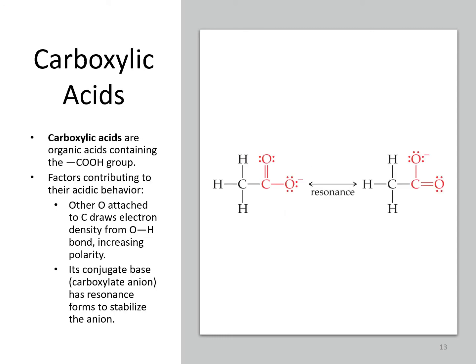Carboxylic acids are organic acids containing the COOH group. These acids are very common in nature. The hydrogen on the carboxylic acid is ionizable or acidic. The second oxygen will stabilize this system because the electron density can spread from one oxygen atom to another. We commonly call this resonance stabilization.